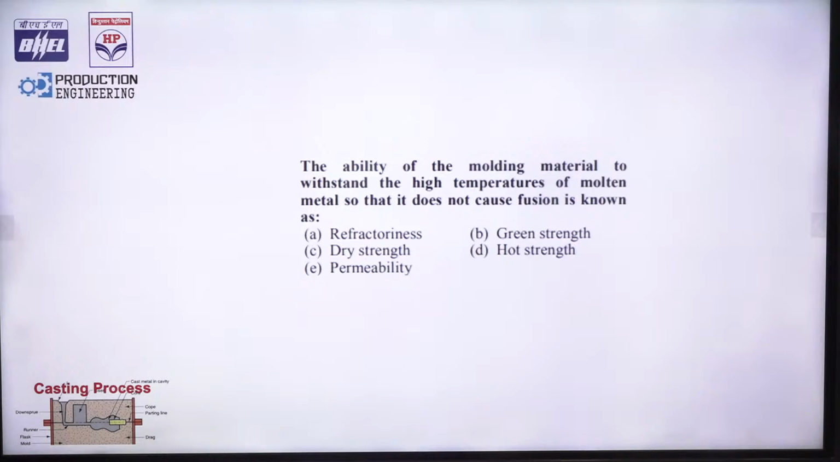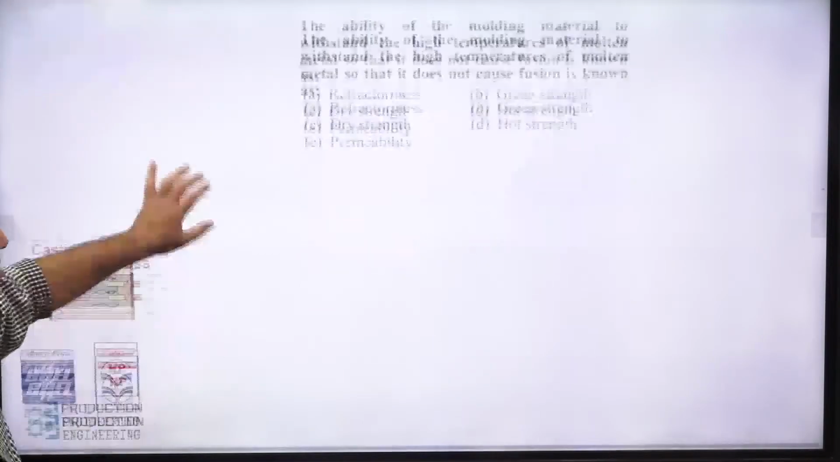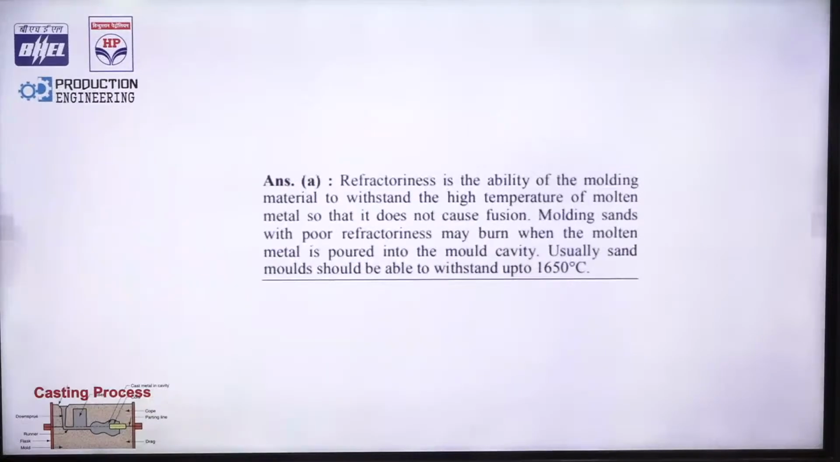This we have already done. What is the answer to this? You've already answered this. The ability of the molding material to withstand the high temperature of molten metal so that it does not cause fusion. You have already done this. What is that property called? And these all are properties. This is called refractoriness.